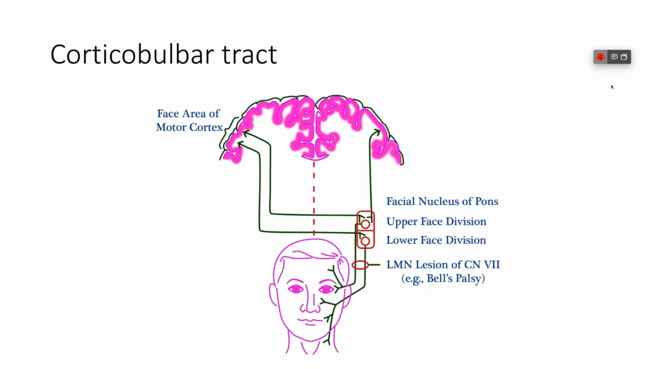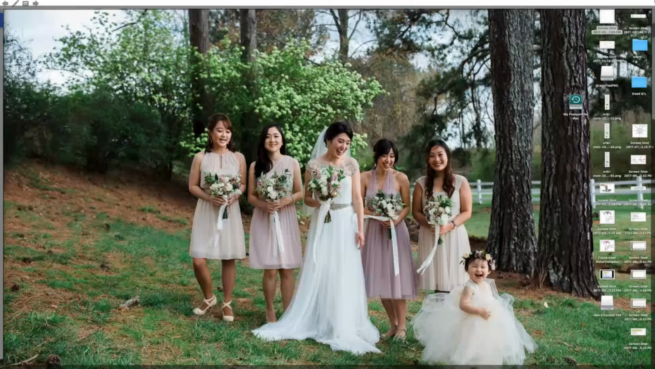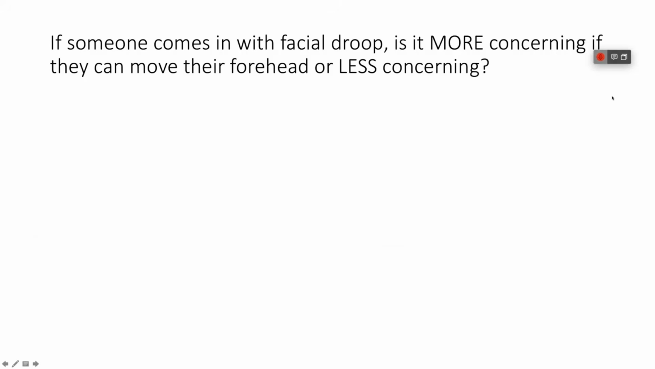Stanford was a stroke center. Okay, so this is cool. To make sure that we all understand: Marlene, if someone comes in with a facial droop, is it more concerning if they can move their forehead or less concerning? I think it should be more concerning if they can move their forehead. Yeah, it's more concerning if they can move their forehead.